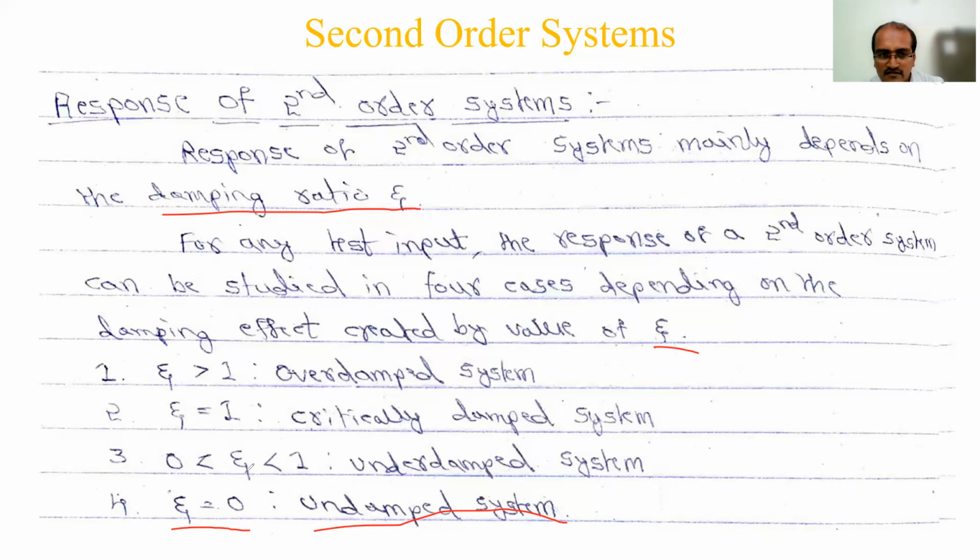Then there is the case zeta greater than 0 and less than 1. This is called the underdamped system, that means it is under the damping effect. This is the most important of all the 4 cases, so you have to remember the derivation of this case, not the other cases. For the other cases, I will just show you how they look. Then zeta equal to 1, when it reaches 1 from the range 0 to 1, is called the critically damped system.